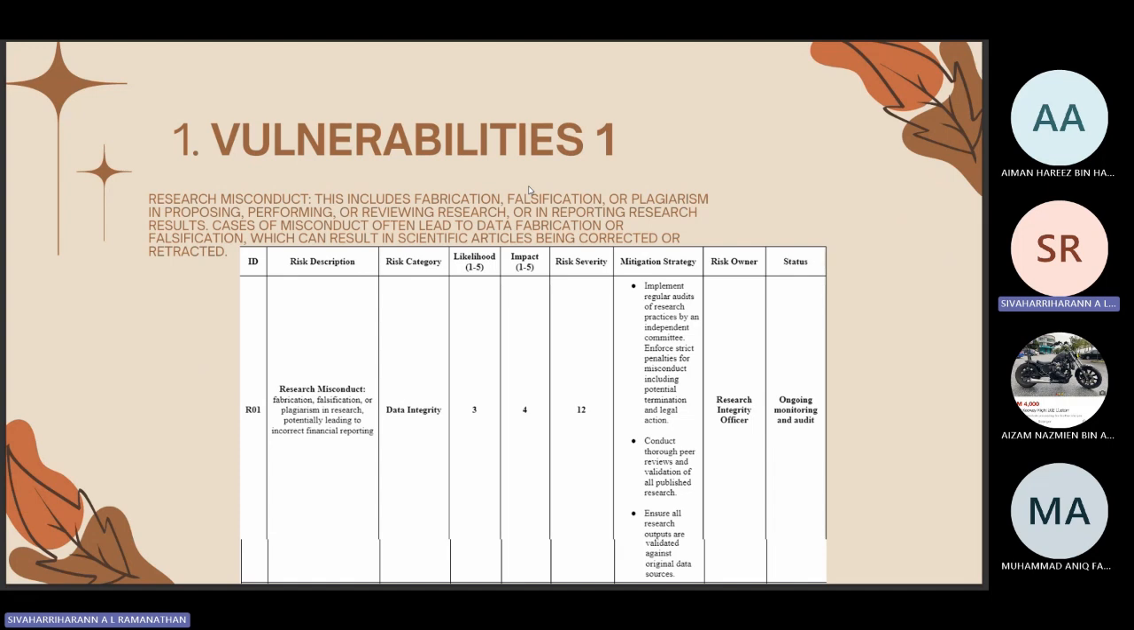So the risk category is data integrity, likelihood is 3, impact is 4, risk severity is 12. The risk owner is the research integrity officer, and the status is ongoing monitoring and audit.